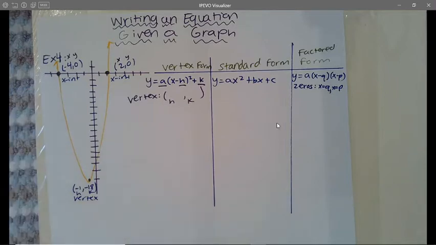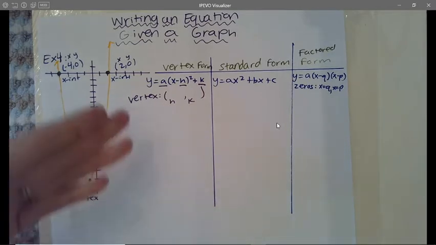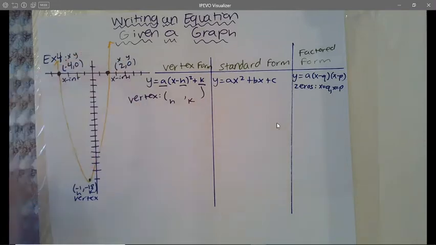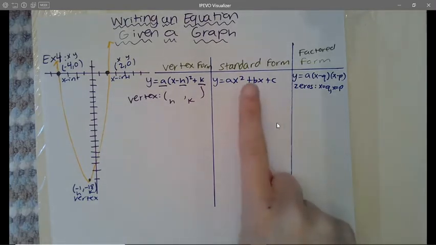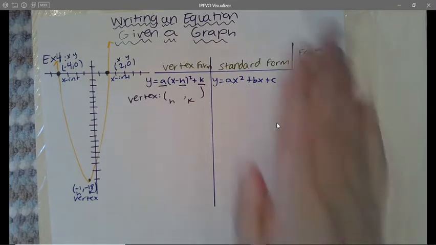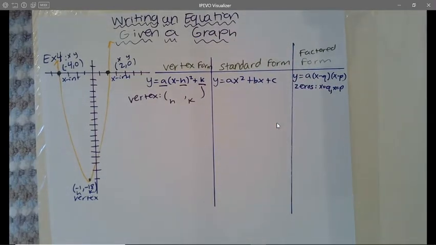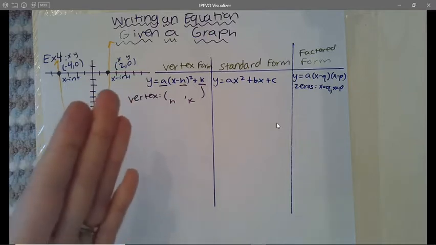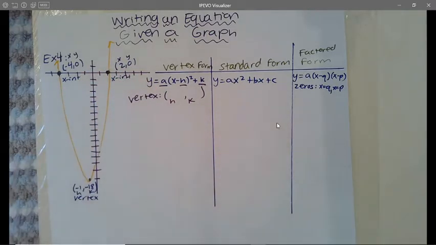So in the first example, we're going to start from vertex form. I'm going to show you how to find vertex form and factored form from the graph. We're just going to start with vertex form first in this one. And then after that, using either vertex form or factored form, we can find standard form. Unfortunately, standard form kind of fails us just a smidge when we have a graph. But one good thing about standard form is it's easily obtained from vertex form or factored form.